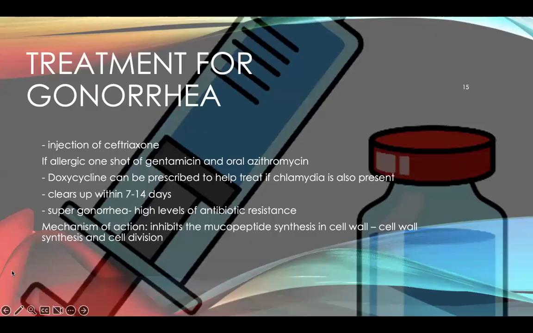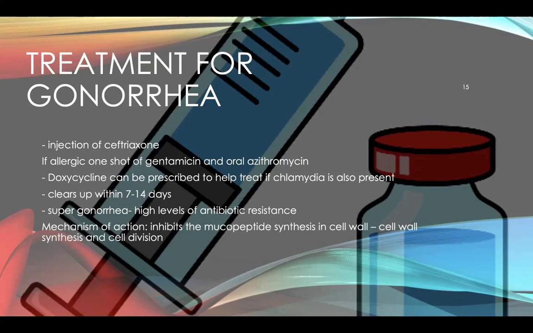And then for gonorrhea, slightly different approach for treatment, but it comes in the form of an injection, ceftriaxone. And if you happen to be allergic to this injection, 1 shot of gentamicin or an oral azithromycin can be given. And then doxycycline can be prescribed to help treat if chlamydia is also present, which is kind of known. They're known to kind of be present together at times. So doxycycline is a very good antibiotic for treating that. It also clears up within 7 to 14 days.